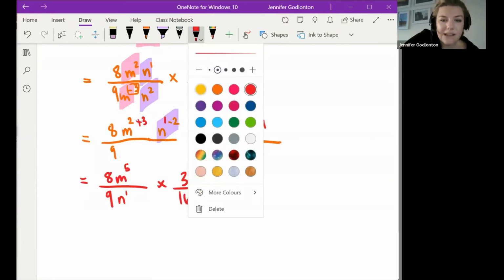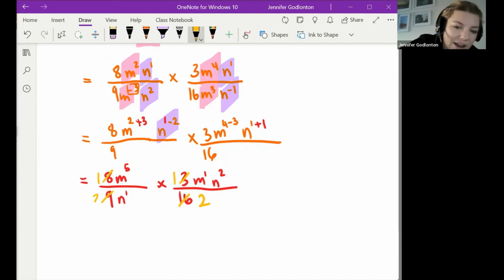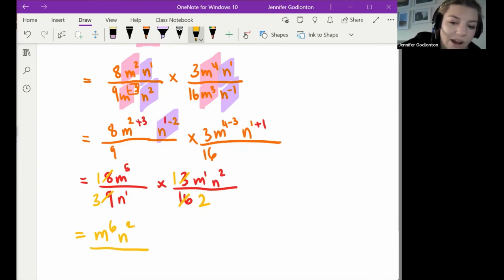What I think would be the easiest thing here is to do some cross simplification. So we've got 8 goes into itself once and goes into 16 2 times. 3 goes into itself once and into 9 3 times. So we're left with 1 m to the 5 over 3n. And then on the right hand side, we've got m n squared over 2. Okay, so let's simplify that. We've got m to the power of 5 times m times n squared. That's going to give us m to the power of 6 n squared all over 6.